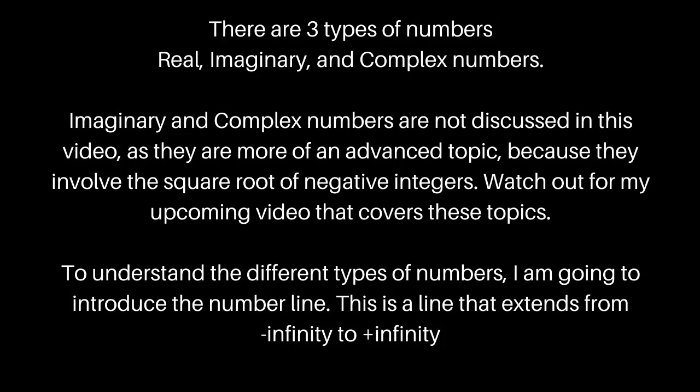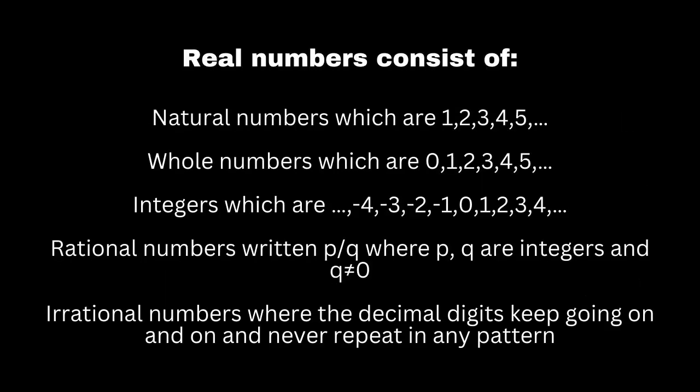To understand the different types of numbers, I am going to introduce the number line. This is a line that extends from minus infinity to plus infinity. Real numbers consist of natural numbers, which are 1, 2, 3, 4, 5. Whole numbers, which are 0, 1, 2, 3, 4, 5. Integers, which are -4, -3, -2, -1, 0, 1, 2, 3, 4.